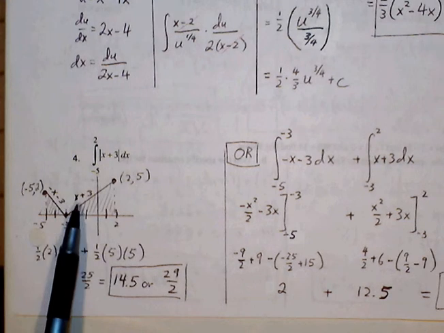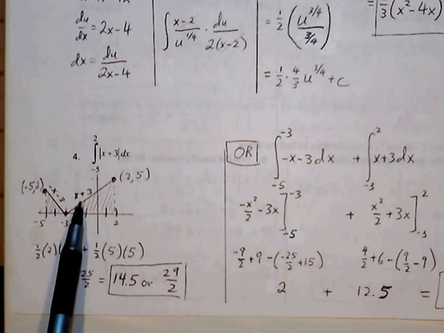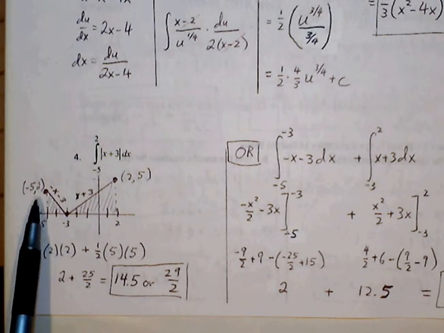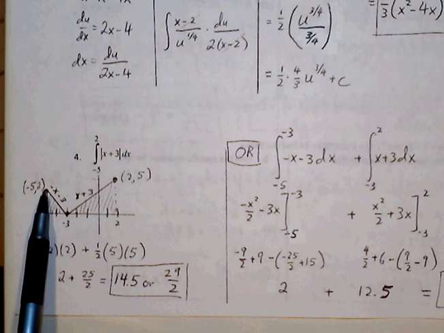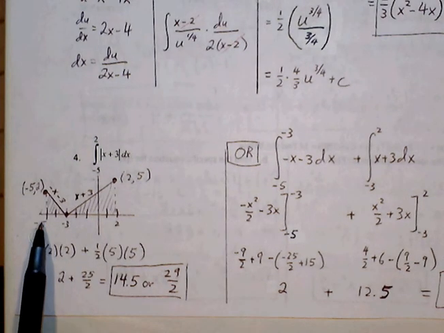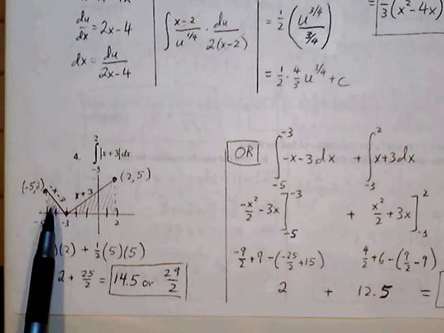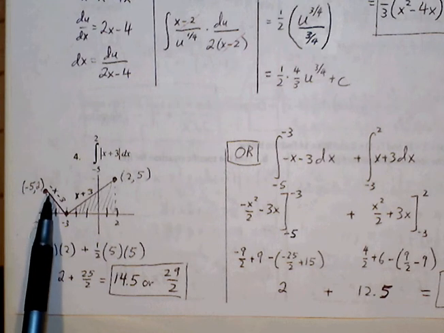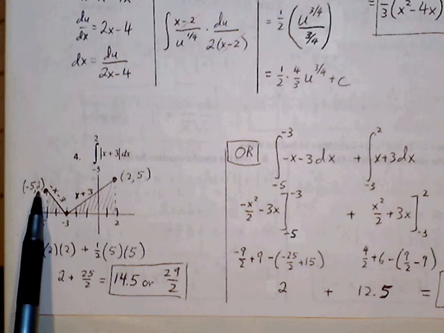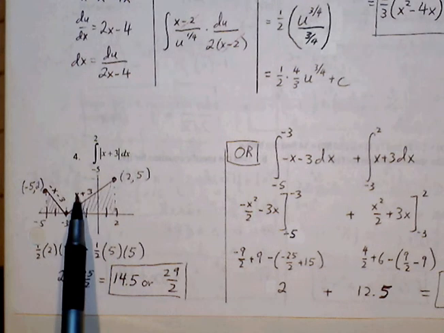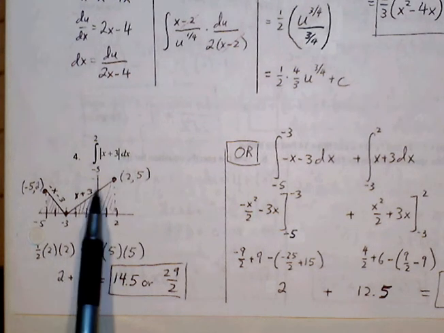So if we want to find these endpoints, these upper corners of these triangles, we can simply plug the appropriate x value into the linear equation. So if I plug negative 5 in for x, the two negatives cancel out, so 5 minus 3 equals 2. On the other side, I'll plug 2 into my linear equation x plus 3. So 2 plus 3 gives me 5.